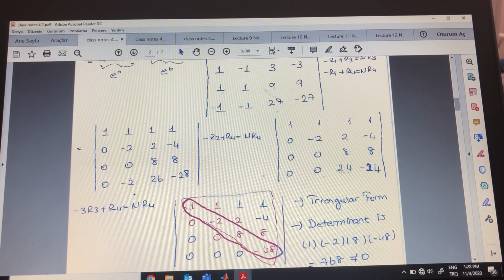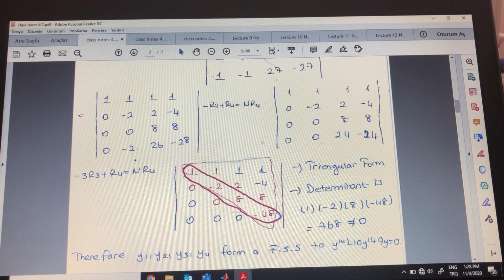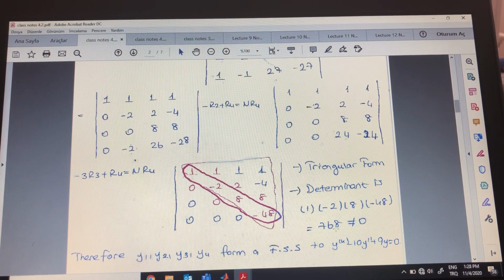And now you need to get rid of this 24 by multiplying the third row by -3 and adding it to the fourth one. And here you go, this is what you will get. And once you have a triangular matrix, the determinant of this 4 by 4 matrix will be the multiplication of these diagonal elements, which is 768.